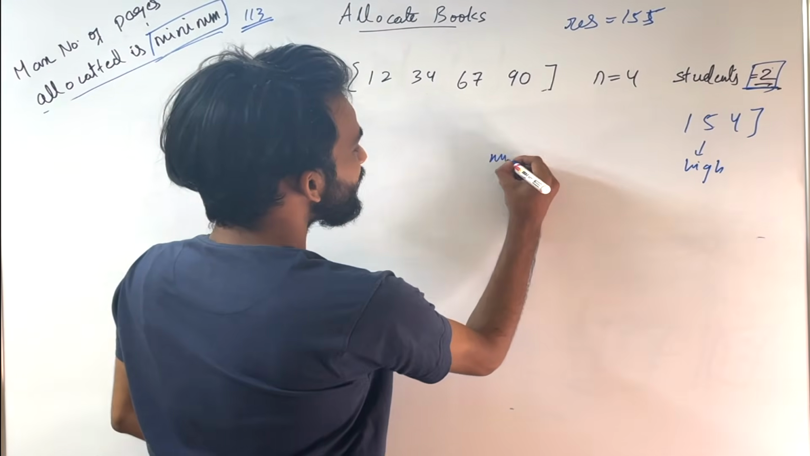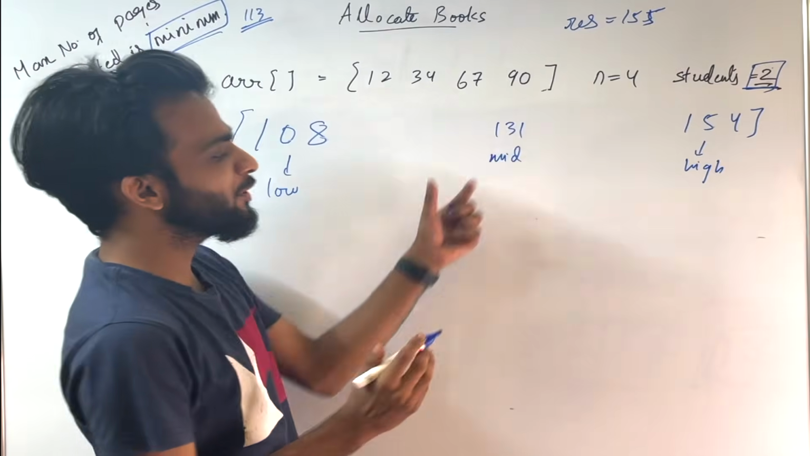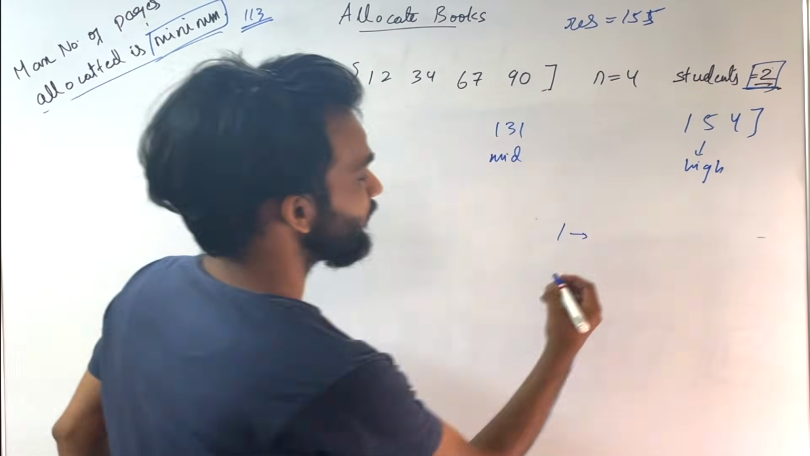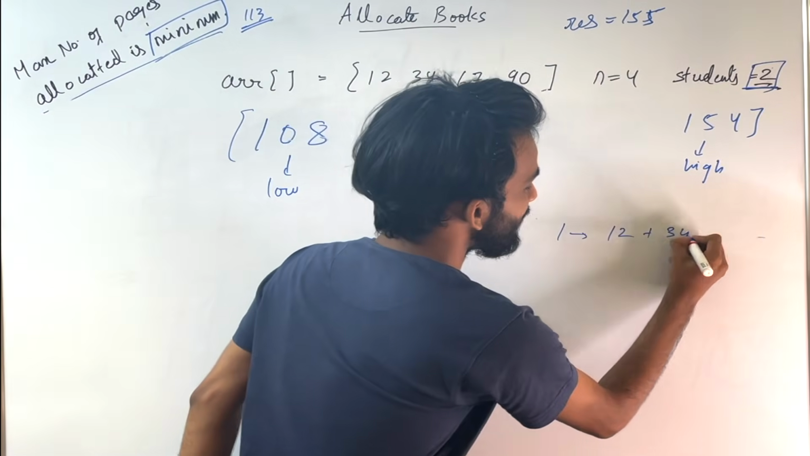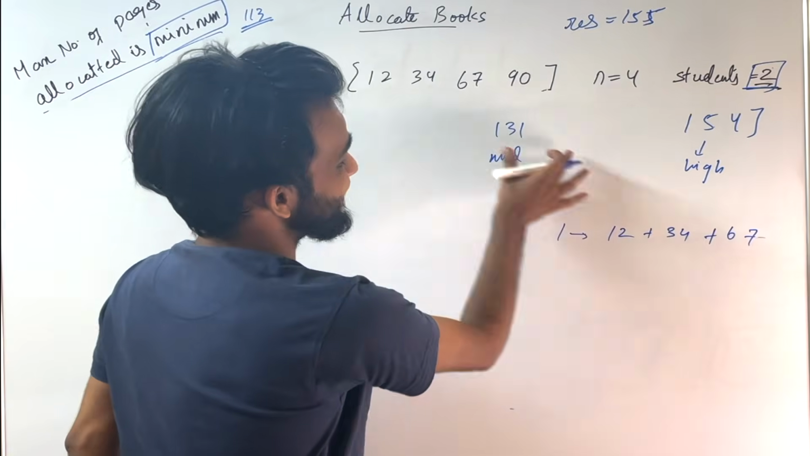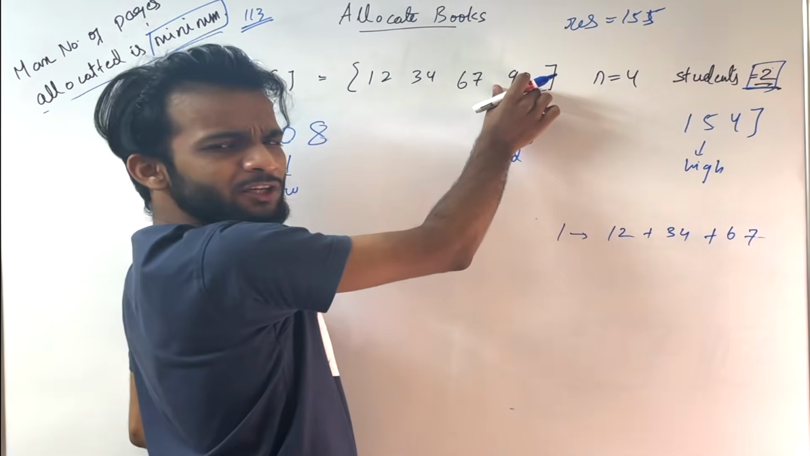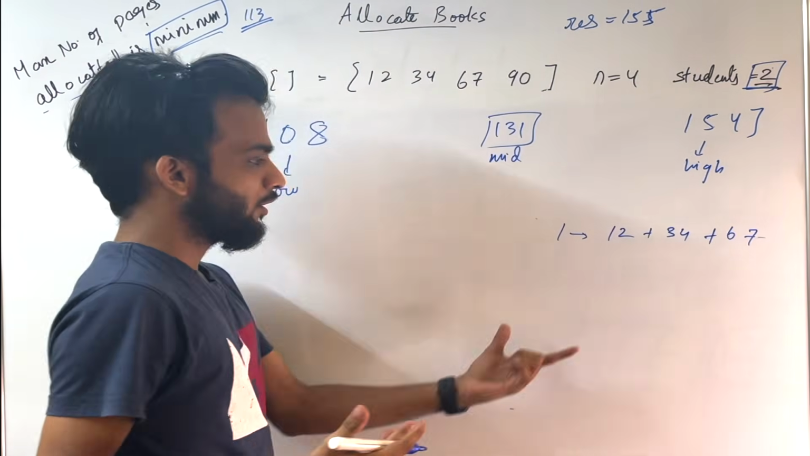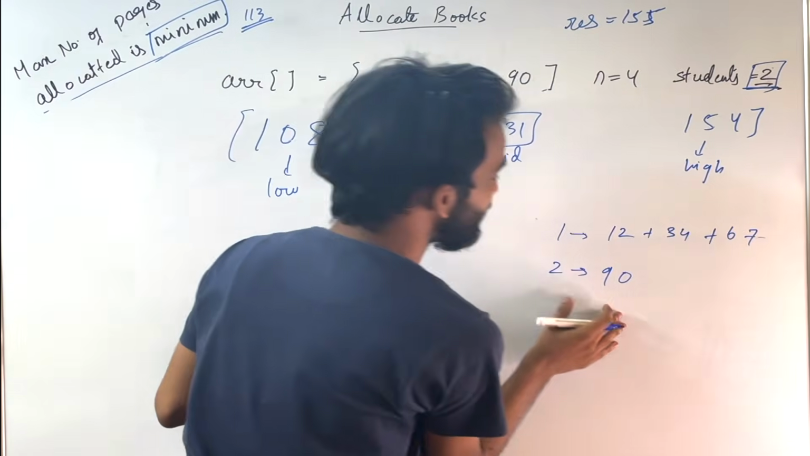So the middle this time will be 131. Again, try to distribute books by keeping this barrier of 131. Take 12, distribute to person 1. Take 34, distribute it to person 1. Take 67, distribute it to person 1, because still the barrier of 131 has not been crossed. But the moment you try to distribute this 90 to person 1, the barrier will be crossed. Hence, this 90 gets distributed to person 2.